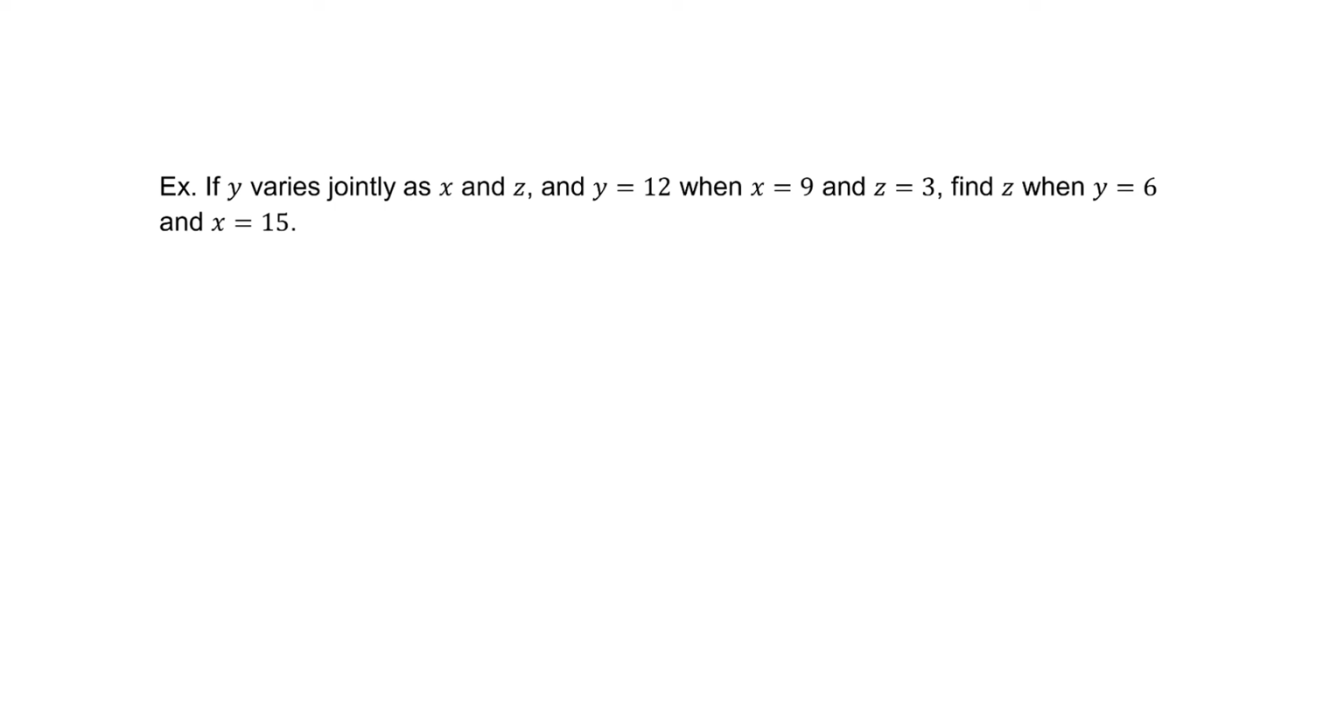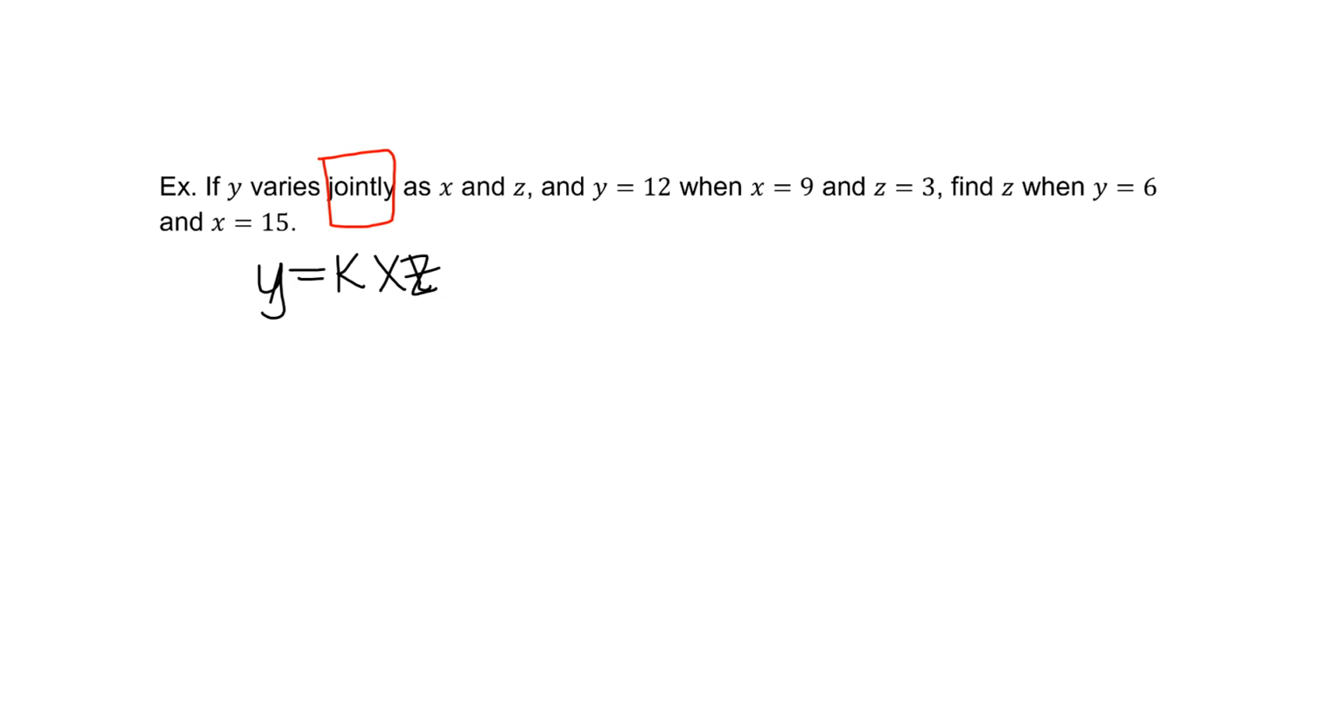So looking at our third example, we have if y varies jointly as x and z, and y equals 12 when x equals 9 and z equals 3, find z when y equals 6 and x equals 15. So let's start with identifying our type of variation. And it is a joint variation, and it's jointly as x and z, which is just going to be a product. So we're going to have y equals kxz.